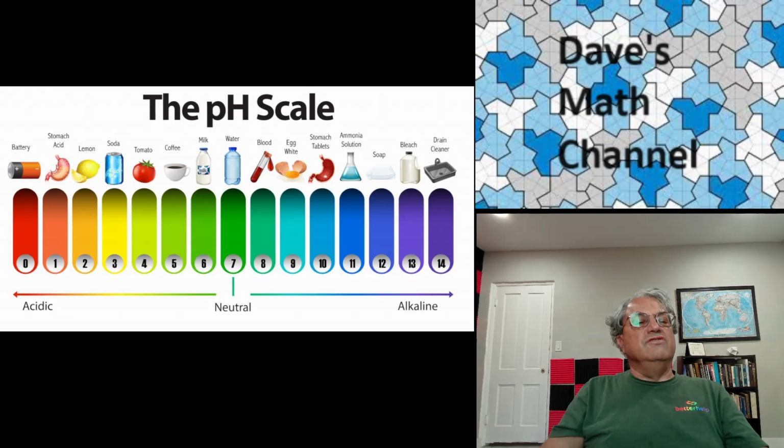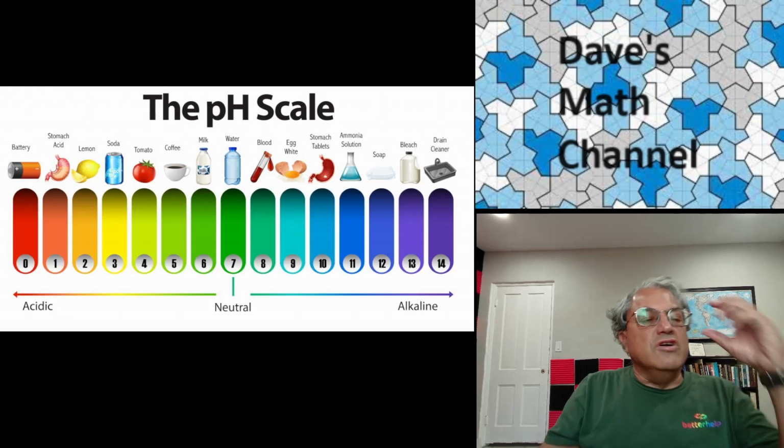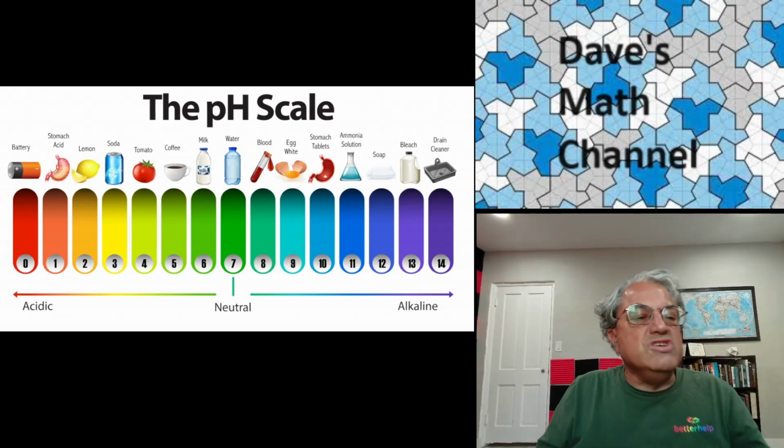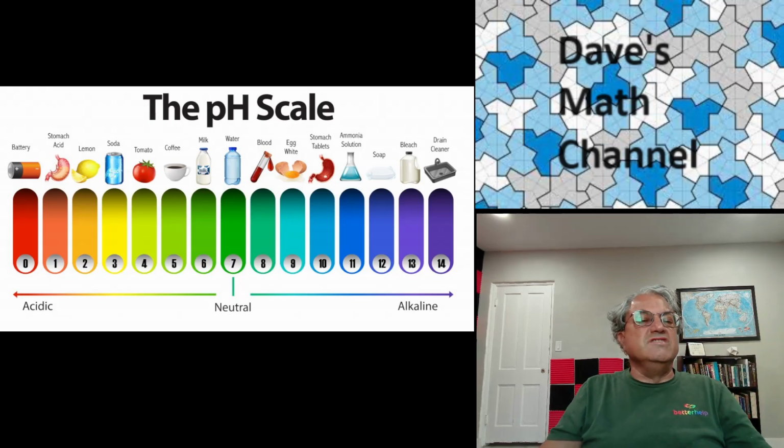Tomatoes have a pH of 4. I guess, what's the next one? Coffee has a pH of 5. Milk has a pH of 6. Milk is pretty close to neutral.